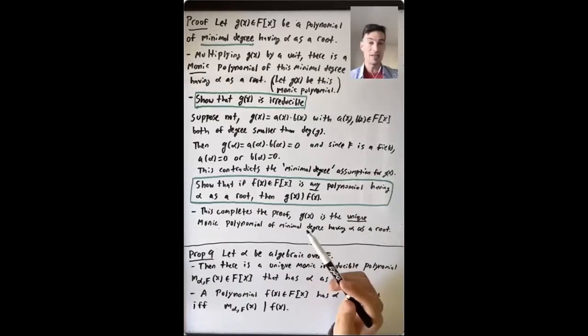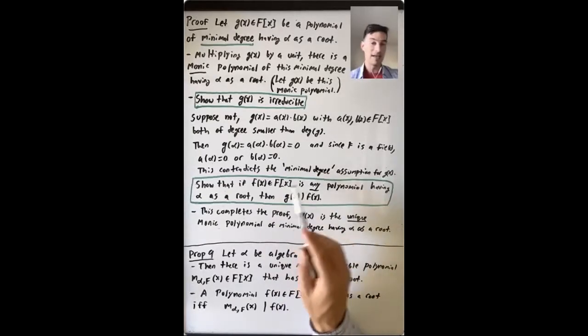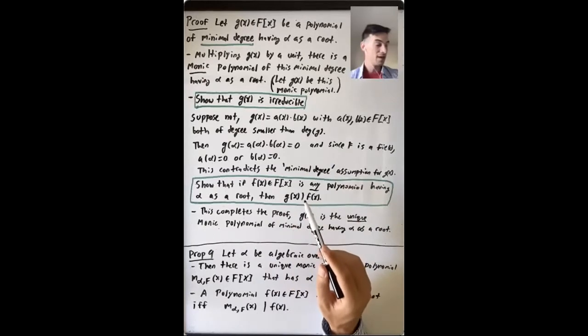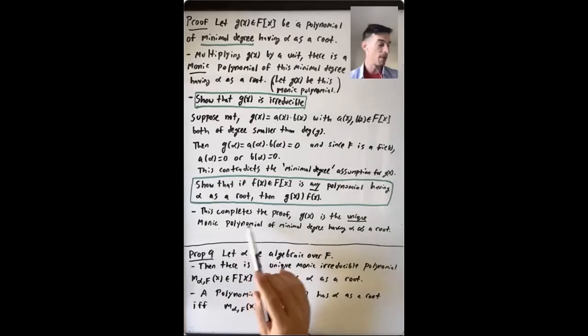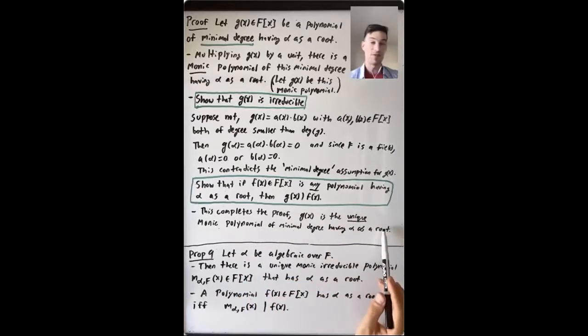But we have to show that it's unique. So once we have this statement, if you had some other monic polynomial of that same minimal degree having alpha as a root, then g would divide f, and f would divide g. So g would be equal to f. So this shows that g of x is the unique monic polynomial of minimal degree having alpha as a root, and this statement in the box is the second statement.